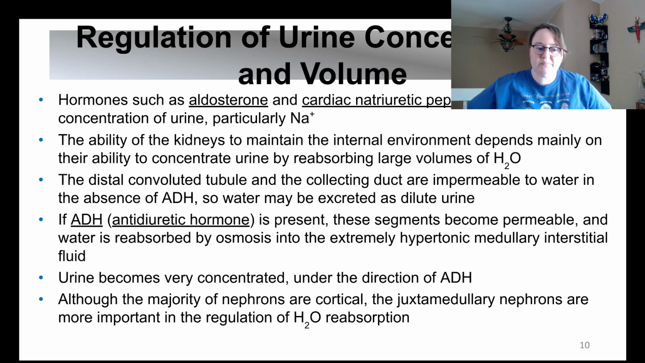But if antidiuretic hormone is present, they become permeable and the water is reabsorbed by osmosis into the extremely hypertonic medullary interstitial fluid. Again, that's hypertonic because it's salty. Remember, water follows salt. All that salt on the outside makes all the water go right towards it. So antidiuretic hormone lets the walls of the distal convoluted tubule and the collecting duct become permeable, so water can escape into the salty area, and then we get water back and make more concentrated urine.